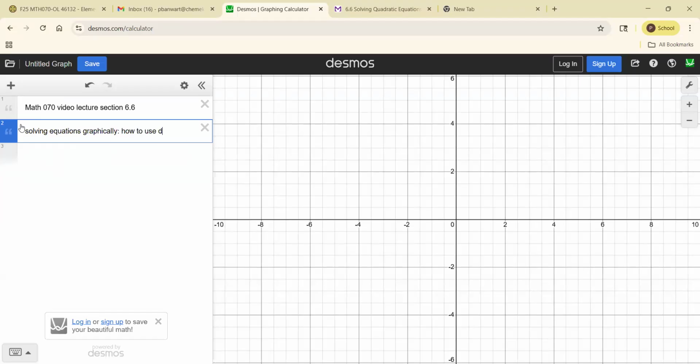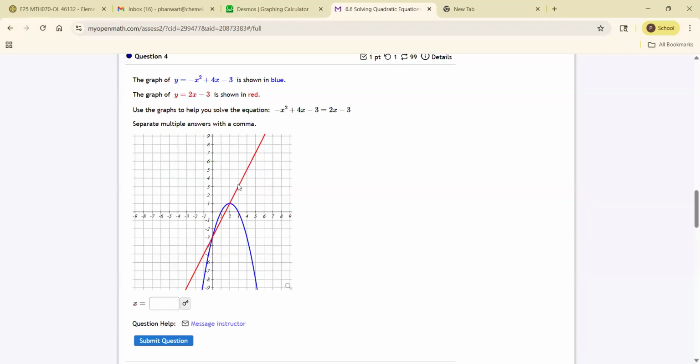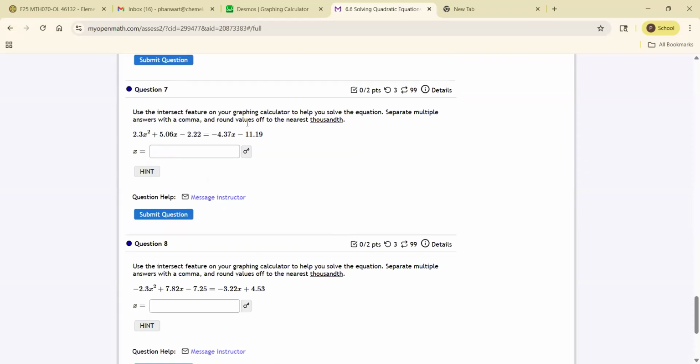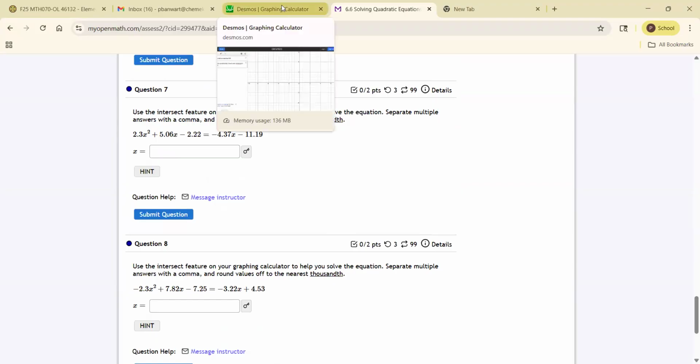Or how to use Desmos to solve equations. Because if you're asked to solve equations graphically, unless you already have the graph, use Desmos to graph them. And let me give you an example of already having the graph. One of your homework questions gives you a graph right here, and so you don't need to use Desmos, but other homework questions don't give you a graph, in which case I strongly recommend you use Desmos rather than a separate graphing calculator.